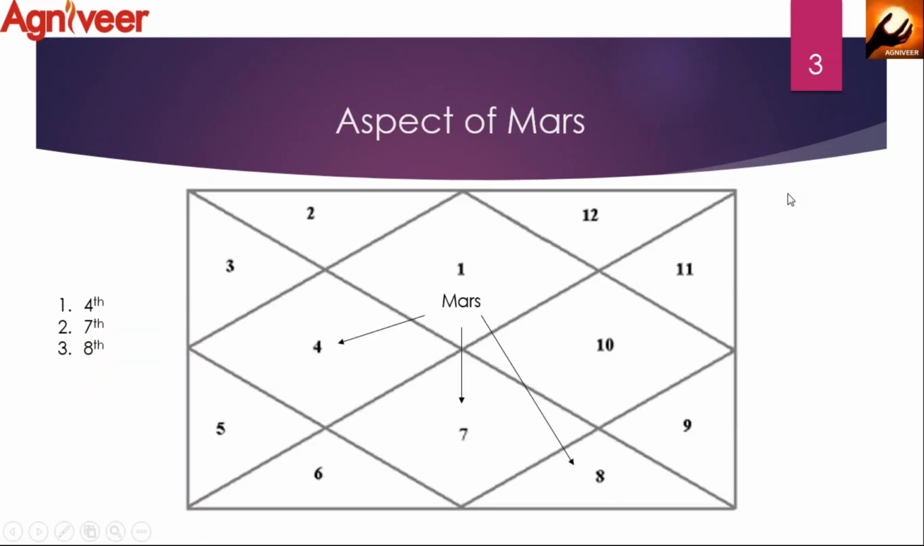So coming on to Mars. Mars, Jupiter, Saturn, and even Rahu and Ketu have 3 aspects. So apart from the seventh aspect that they have, they have 2 additional aspects, that is fourth and eighth. So Mars will be influencing fourth house from itself, seventh house from itself, and eighth house from itself. For example, if Mars is placed in the first house, it will be aspecting the fourth house, seventh house, and eighth house. And now if Mars is moved to fourth house, then what will be the aspect?